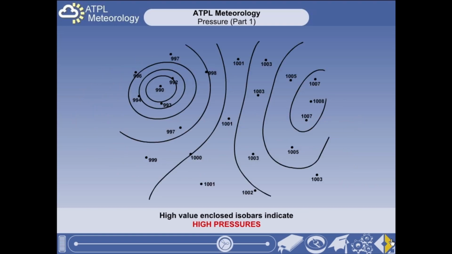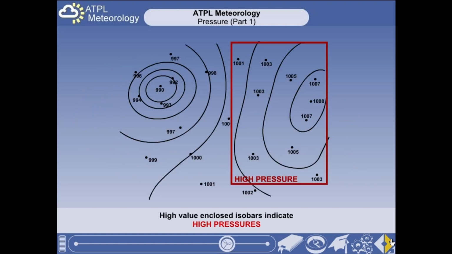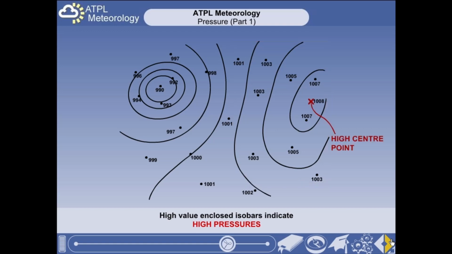Basically, a high-value isobar indicates a higher pressure. An enclosed high-value isobar shows the highest pressure within an area and reveals its center. As mentioned previously, note that the isobar spacing in high pressures tends to be further apart than the low-pressure systems. We will return to this point again shortly.